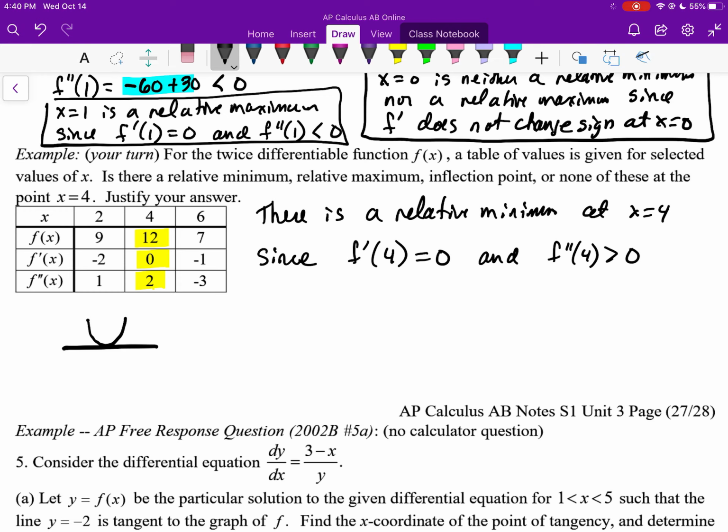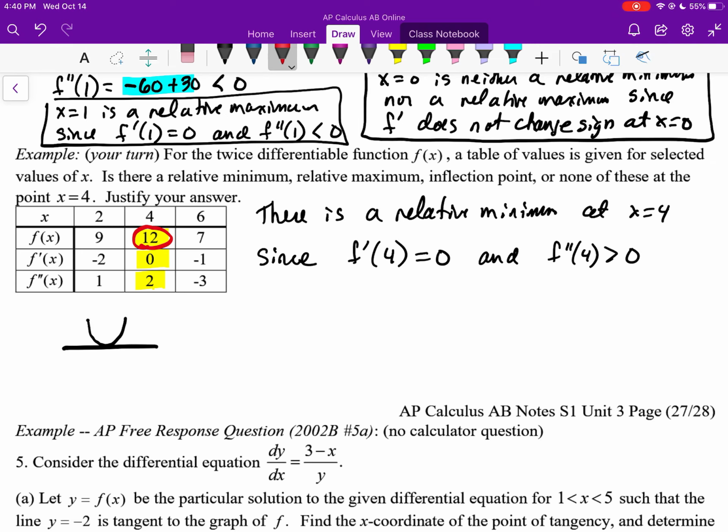Now some of you guys say, well, I looked at this and 12 was the biggest value. How is that a relative minimum? Remember that when we have tables of values, we do not know what happens between the numbers. I do not know what happens between 2 and 4, and I do not know what happens between 4 and 6.